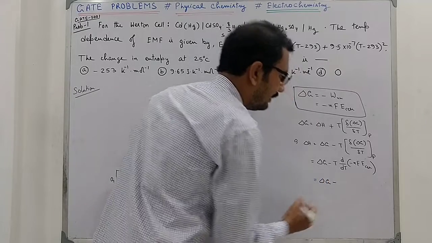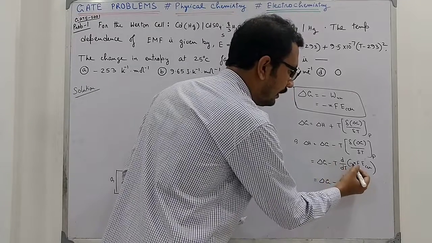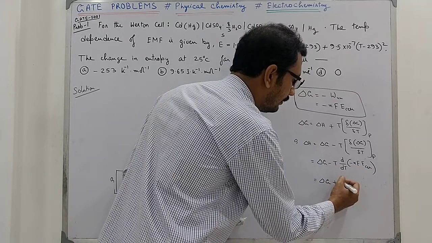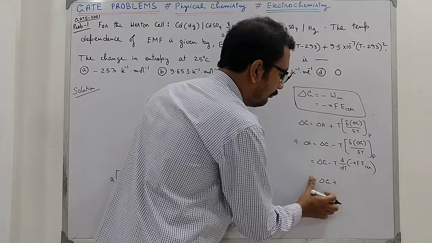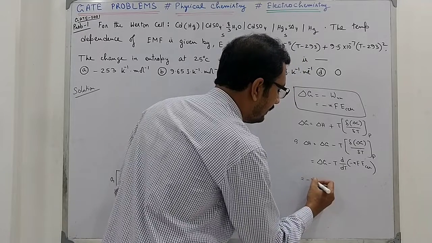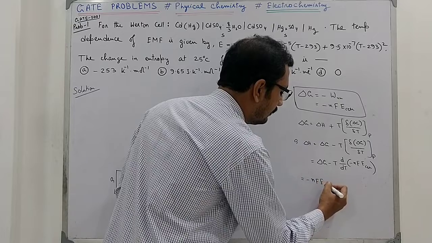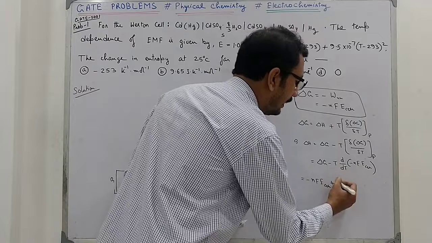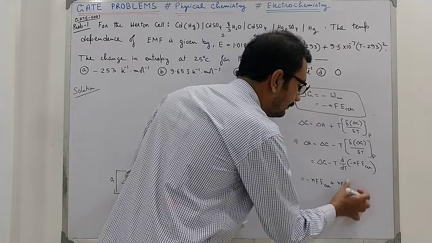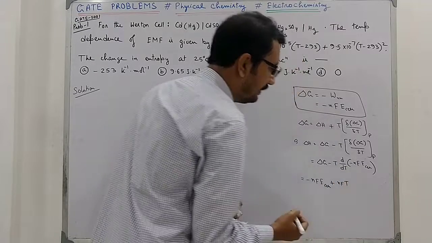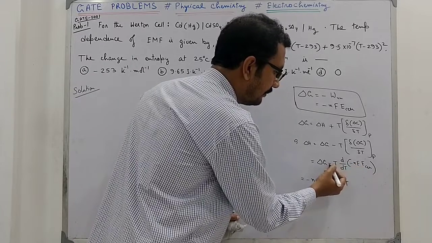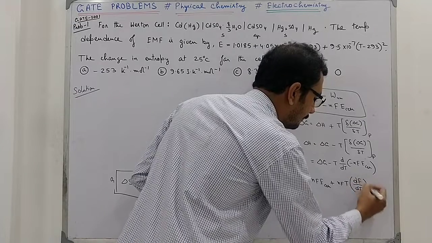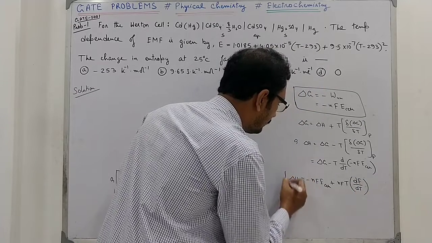So it will be ΔG minus, now here this minus nF will come out, so it will be plus here, and let us put the value of ΔG, so it will be minus nF E cell plus this minus nF will come out and it will be nFT dE/dT. This is the value of ΔH.